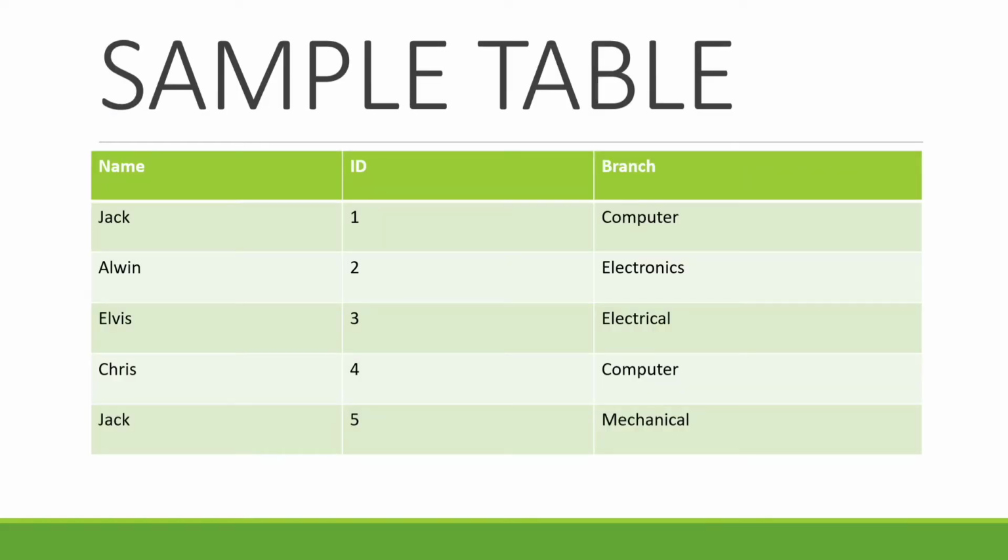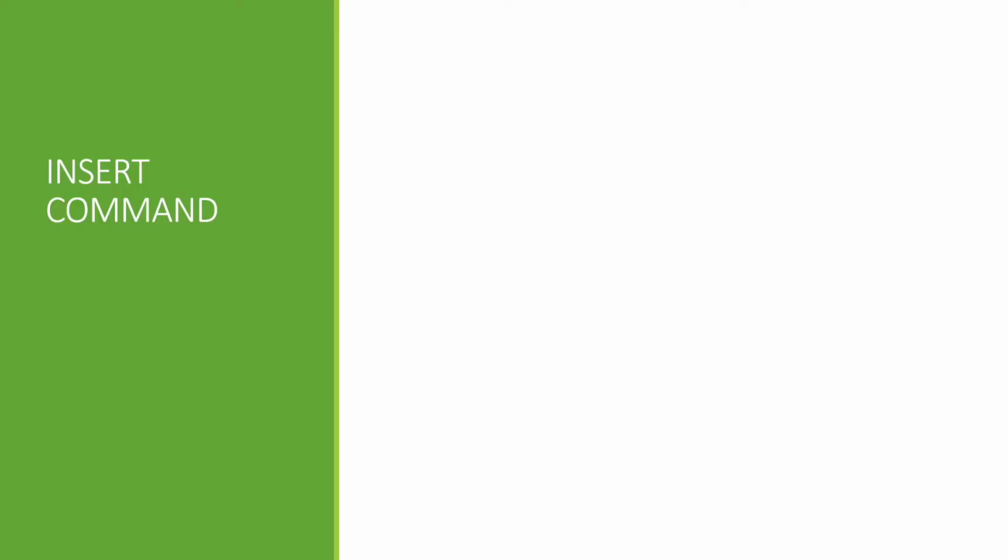This is the sample table on which we will be implementing all these commands. This table has three fields, that is name, ID, and branch, and there are five records in it of different students who have been enrolled into the college. The first command is the insert command. As I told you, the insert command is used to insert a new record into the table. This is what the definition says.